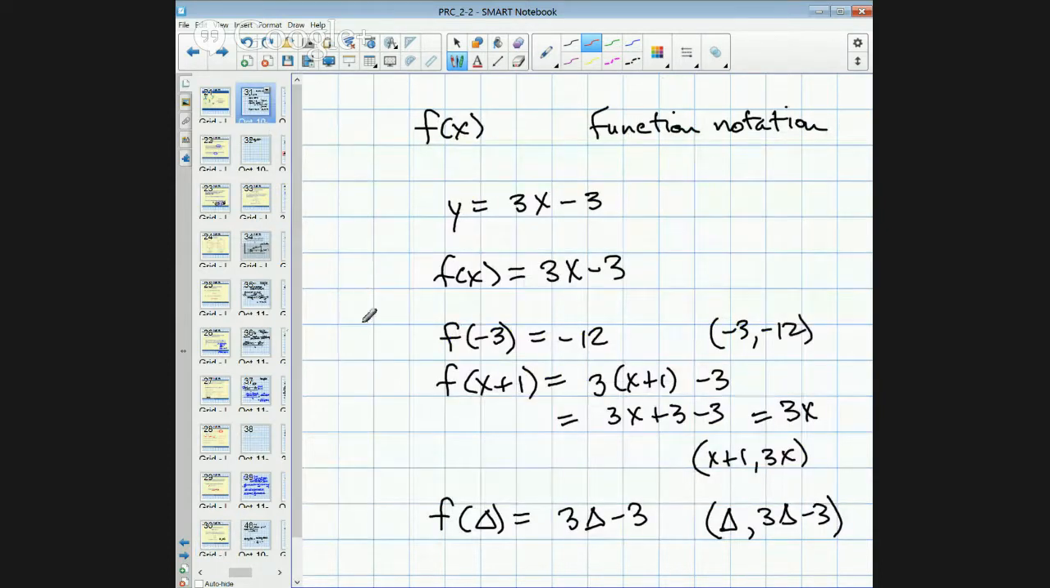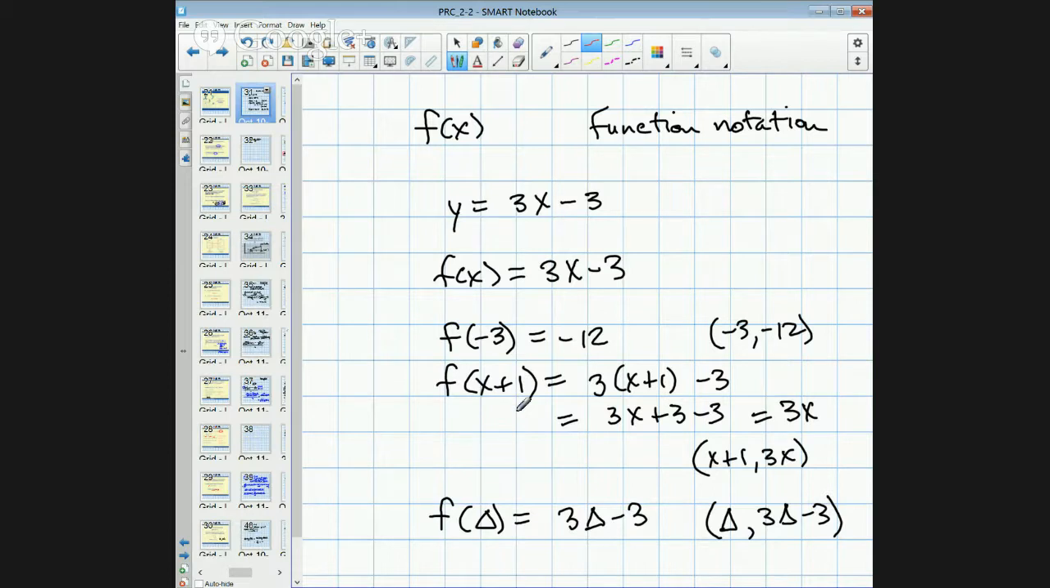So, I don't know, this is just some more practice on function notation. Here you have the function f of x equals 3x minus 3. What's f of negative 3? So you just plug in negative 3 for x. 3 times negative 3 is negative 9. Negative 9 minus 3 is negative 12.